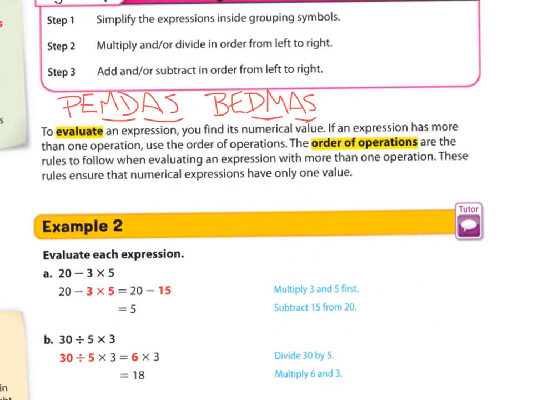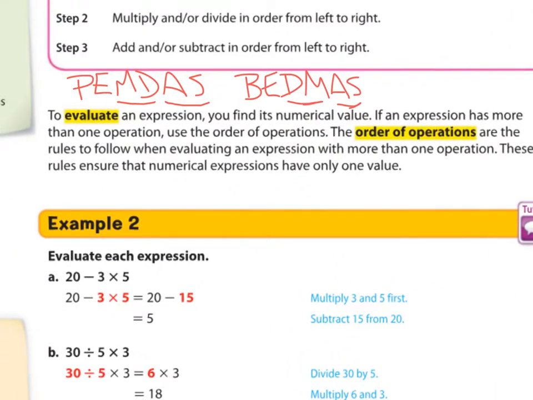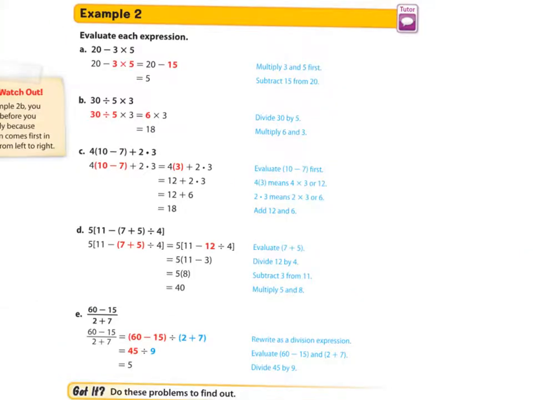So let's take a look here. To evaluate an expression, you find its numerical value. If an expression has more than one operation, use the order of operations. It's the same thing. The order of operations are the rules to follow when evaluating an expression with more than one operation. These rules ensure that numerical expressions have only one value. Here you can see many examples of how order of operation is implemented from A to E.